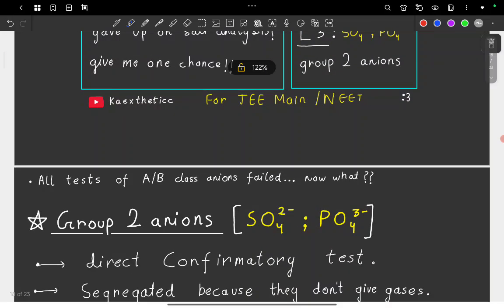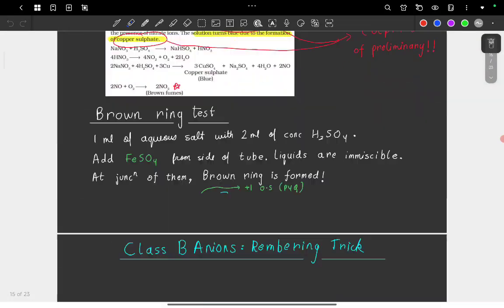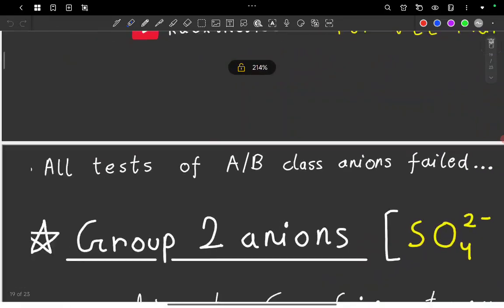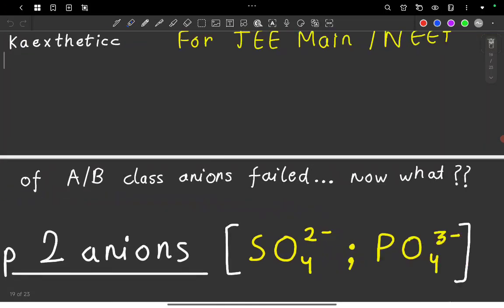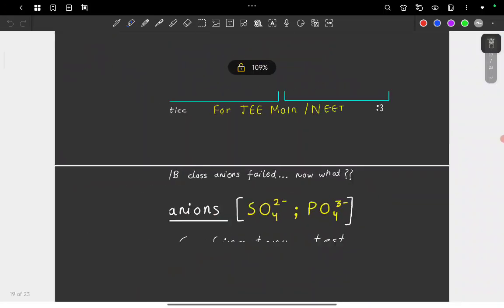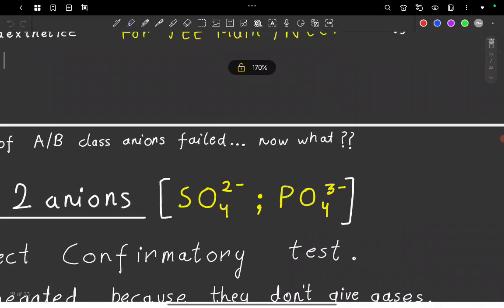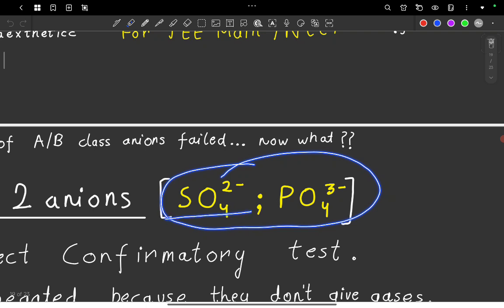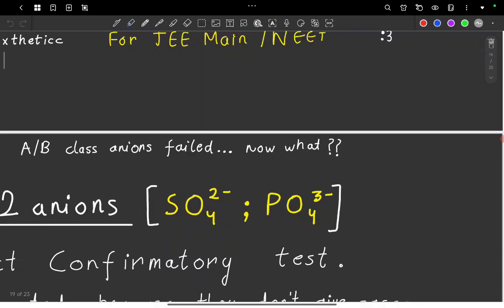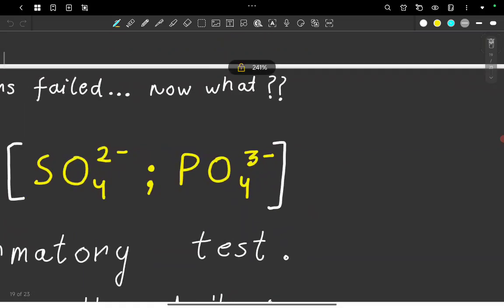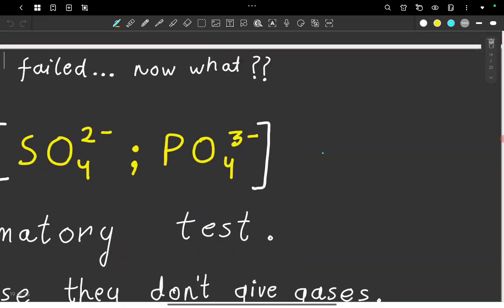So say you have done all of these tests that we covered in earlier lectures and all of those tests have failed. Now what? Then you have to test for group 2 anions. Now, do you really need a trick to remember two anions? Like this is sulfate and phosphate. If you really need a trick to remember these two anions, then I have to say your memory is so poor.